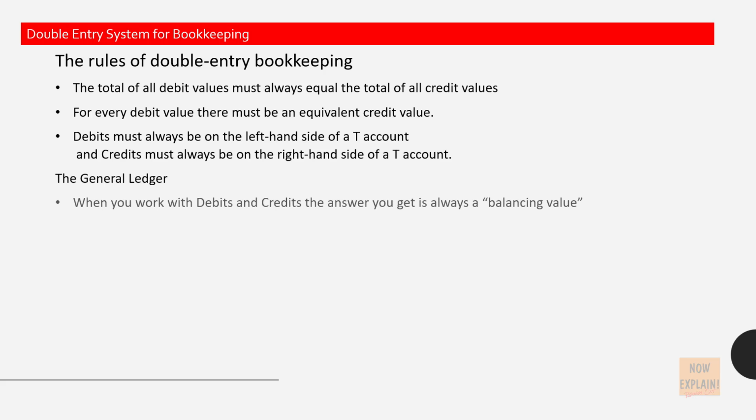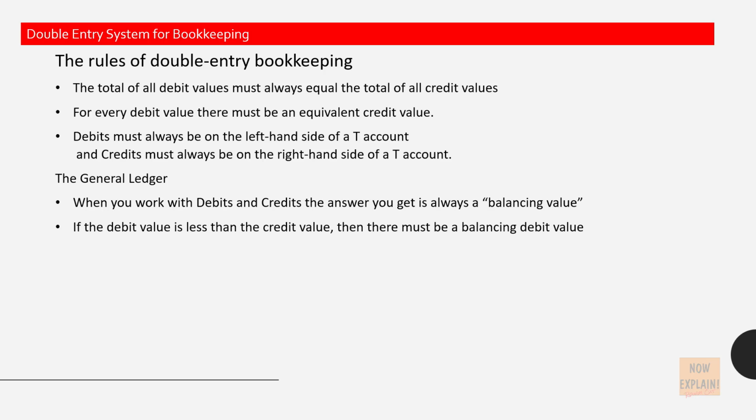The general ledger. When you work with debits and credits, the answer you get is always a balancing value. If the debit value is less than the credit value, then there must be a balancing debit value. If the credit value is less than the debit value, then there must be a balancing credit value.